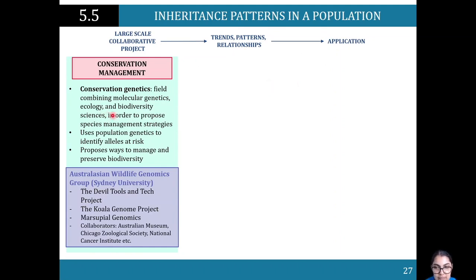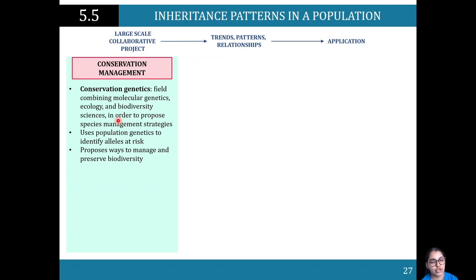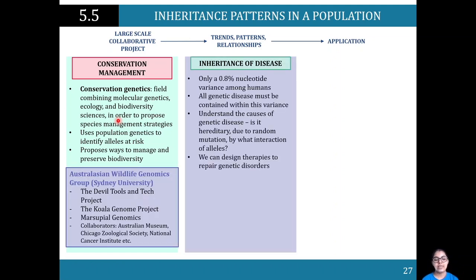Firstly, we have conservation management. Conservation genetics is the field of biology where essentially we combine molecular genetics, ecology, and biodiversity to propose species management. This process uses population genetics to identify any alleles that are at risk and proposes ways to preserve the biodiversity. An example of a group that does that is the Australasian Wildlife Genomics Group, which is found in Sydney University, and they have projects like the Devil Tools and Tech projects, the Koala Genome Project, and also the Marsupial Genomics.